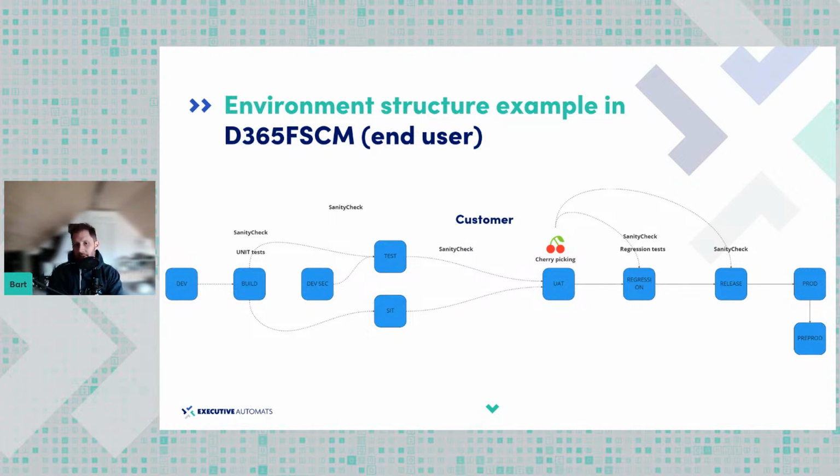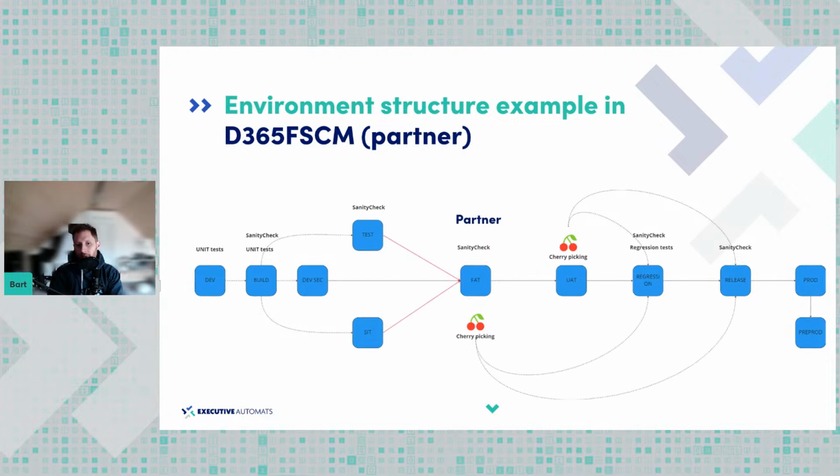Moving to the partner side, because this was more like end user where you don't have FAT. And here in the center, we've got the FAT environment, which is the major element which is distinguishing the partner and end customer and user methodology or environment structure. The FAT stands for Factory Acceptance Test. Factory in here is the partner. Factory is the consultants, architects, developers which are building the functionalities for the end user, for the company for which they are implementing finance and operations.